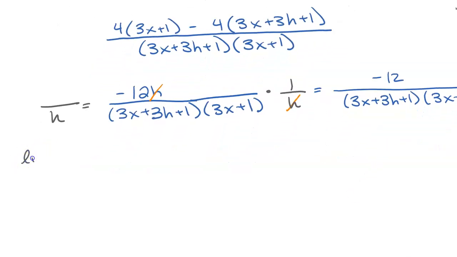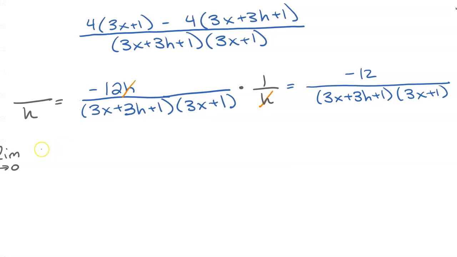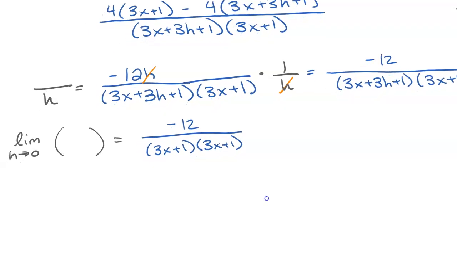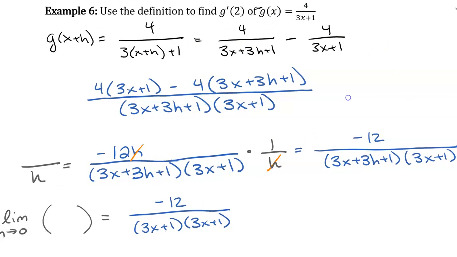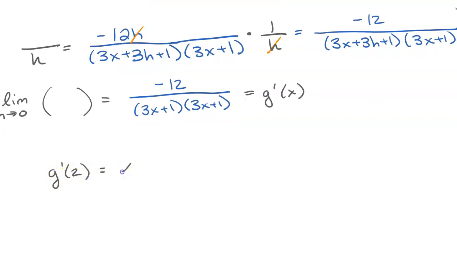So, the limit as h approaches 0 of that. Well, my h is going to eliminate entirely. So that will leave me with negative 12 up top and 3x plus 1, 3x plus 1 on my denominator. That's about as good as that's going to get. I think, well, oh, nope. They ask us to find the derivative of g prime of 2. This is just g prime of x. So for g prime of 2, we would want the limit as x approaches 2 of g prime of x.